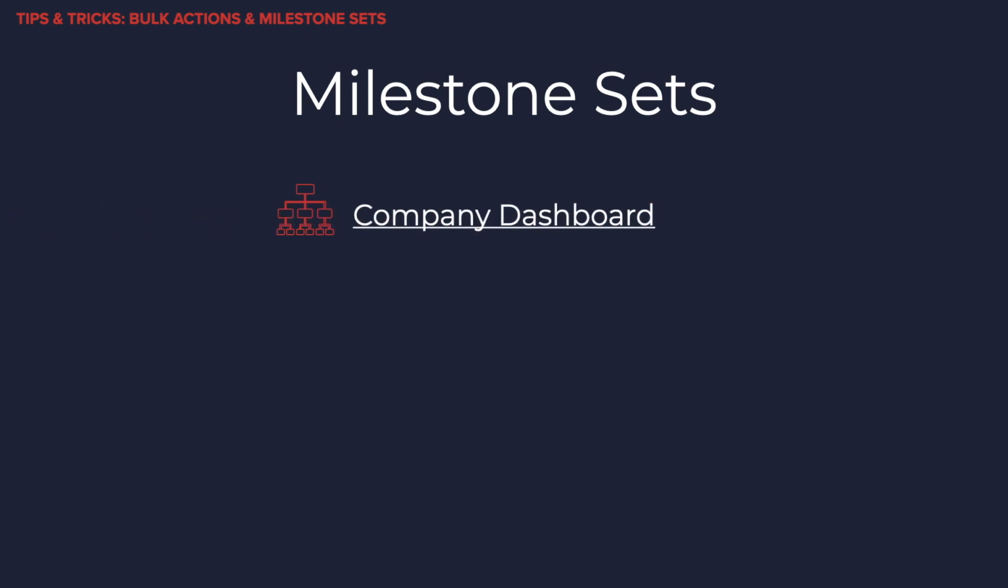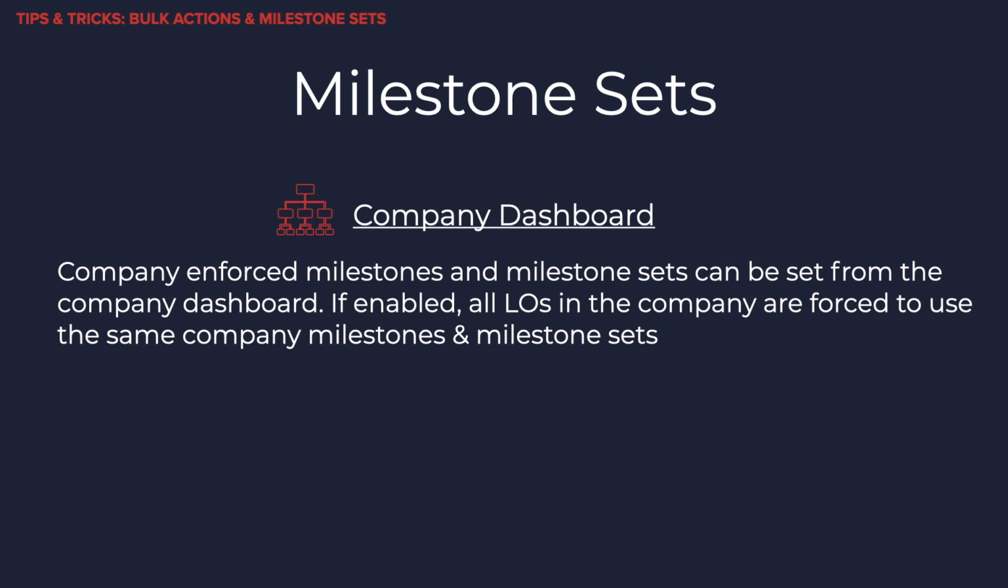The first place you can access milestone sets is from the company dashboard. Now, company enforced milestones and milestone sets can be set from the company dashboard. If those are enabled, all of the LOs in the company are forced to use the same company milestones and milestone sets. This is good for consistency across the board. So if you have an admin who wants to make the changes for all of the LOs under the company dashboard, this is a great option.